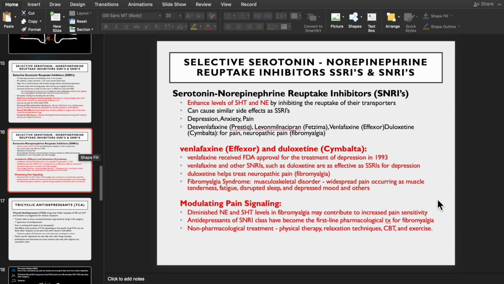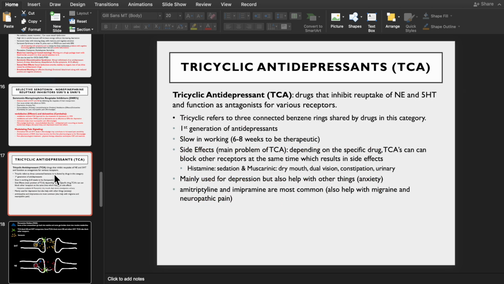SNRIs enhance the levels of serotonin and norepinephrine by inhibiting the reuptake of their neurotransmitters. They can cause similar side effects as SSRIs, and they're used to treat depression, anxiety, and pain.